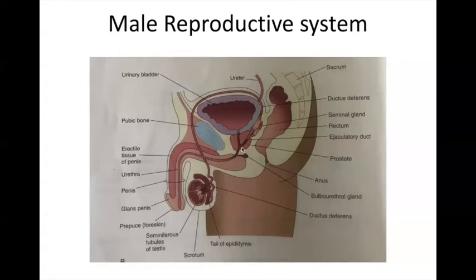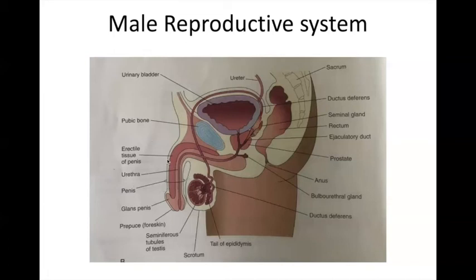So this one down here is called the bulbourethral gland. It produces lubrication. Its job is to lubricate the pathway down the rest of the urethra so that the semen can flow smoothly without obstruction. So this empties into the urethra. And when a man ejaculates, basically there is a contraction of the ampulla of the ductus deferens, the seminal gland, the prostate, and the bulbourethral gland. All of this contracts in one big unified contraction, which squeezes all the semen through and out of the urethra.